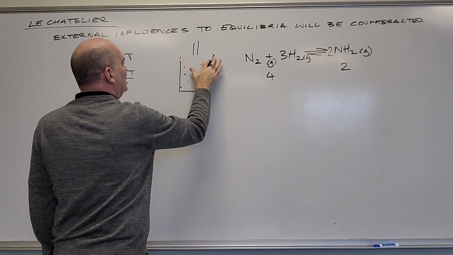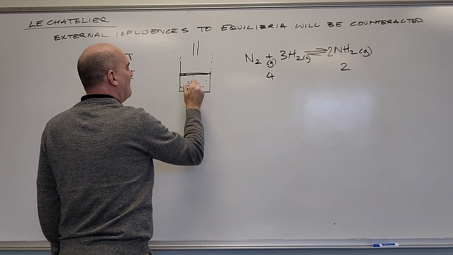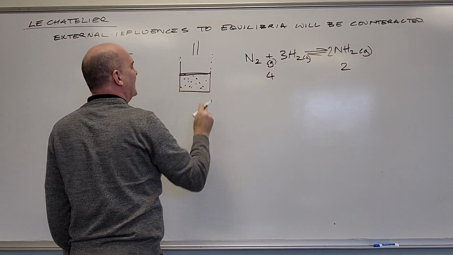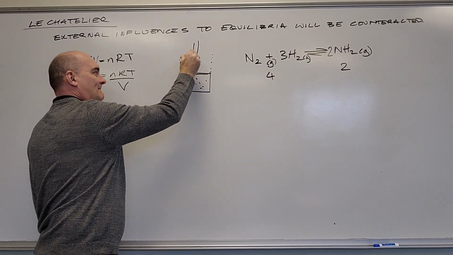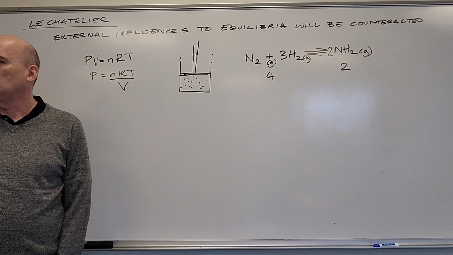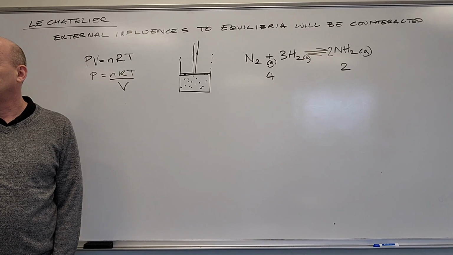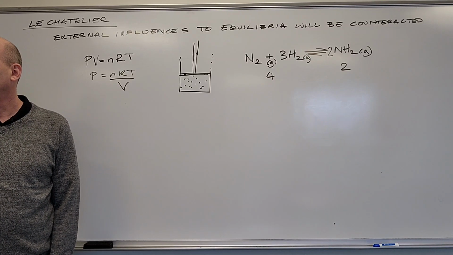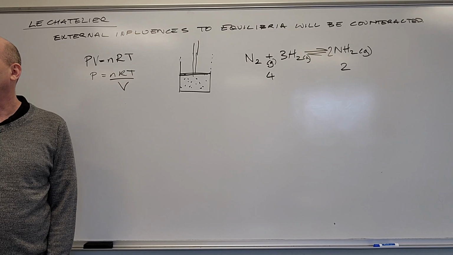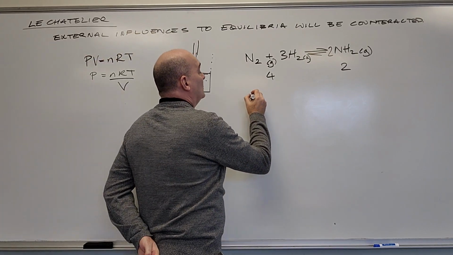When I reduce the volume and squeeze the gas down tight, what happens to my equilibrium position? It'll shift more towards the right. Because that side has fewer atoms. Yeah.